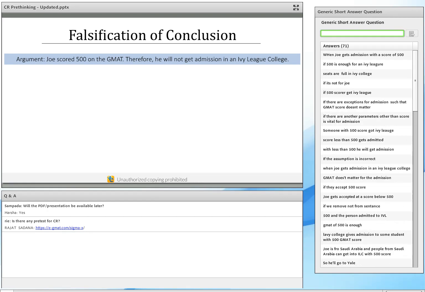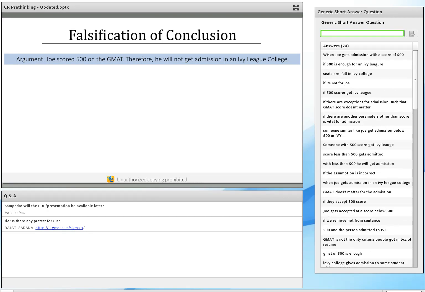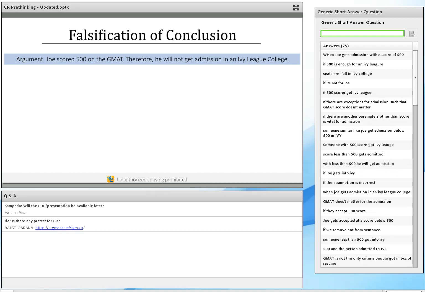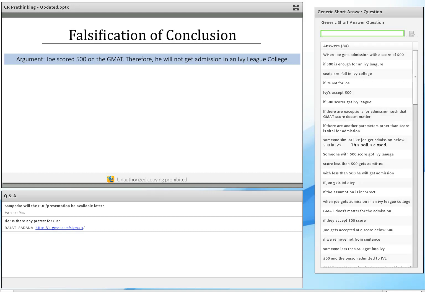If seats are full on Ivy, okay, 500 is enough for an Ivy League. Some of you got this right. And this is where, when you think about a falsification question, you have to think about it in the context of the argument. When you say GMAT doesn't matter for admission, is that true? Yes. Is this something you're going to do on the GMAT? No. That argument would be illogical, nonsensical. It's like telling the author, are you stupid to even talk about the GMAT if GMAT doesn't matter? So is it true in the grander scheme of things? Yes. Is it going to happen on the GMAT? No.